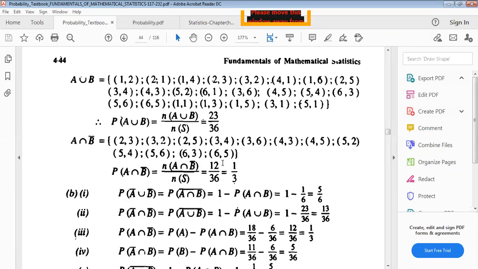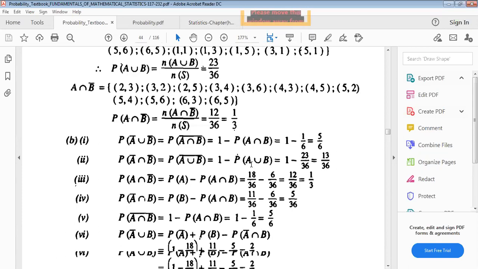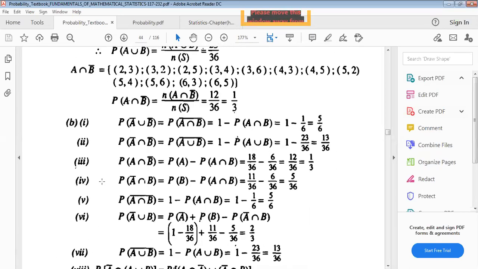Common, how many? Common will be this 12 in the sample space. Just taking this 12, probability of A intersection, probability of not B, which is not happening. Total will be 12. The total sample space will be 36, so 1 by 3.